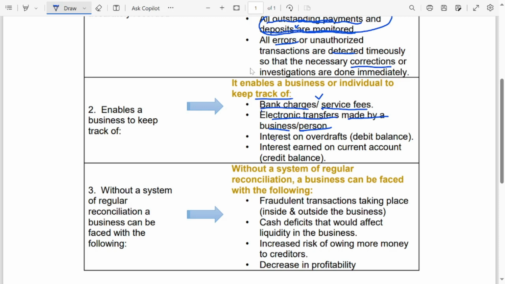It makes us able to keep track of the interest on overdraft. So we can see if we have been charged interest on overdraft. Interest on overdraft is also called interest on debit balance. Then we also have the interest on the current account, or interest on credit balance. So this is what we are doing when we're doing the reconciliation. We're just doing all this.